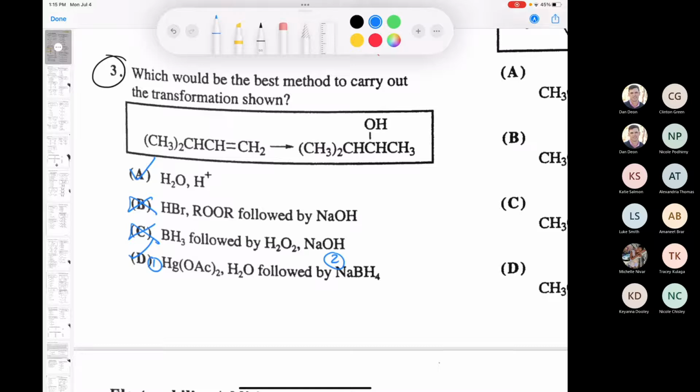Why would we use D as a condition? What's the stipulation? Like, why would we whip out some mercury to do the Markovnikov addition of water if it can be done with just water and acid? What's the purpose behind this? Exactly. Katie told me it's avoiding or no rearrangement.